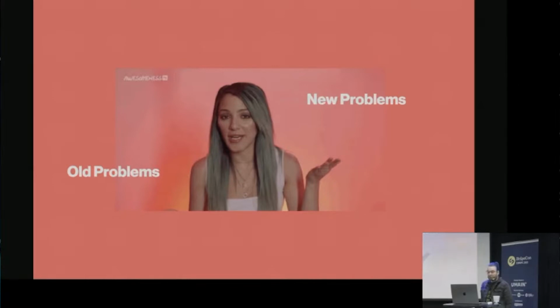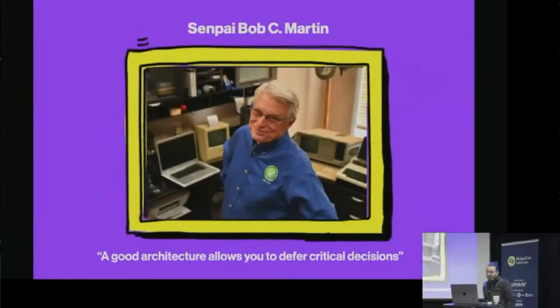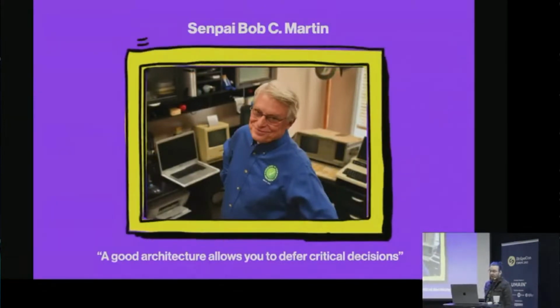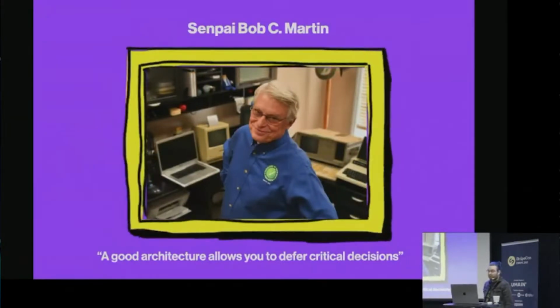Inch by inch, we pushed, always in the right direction, leading us down a path and to benefits we knew we could never have. Well, we didn't know we could have. As a great man, Bob Martin, once said, a good architecture allows you to defer critical decisions. And so that's what we did.